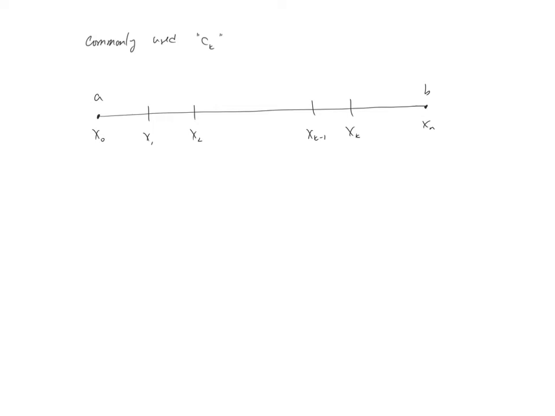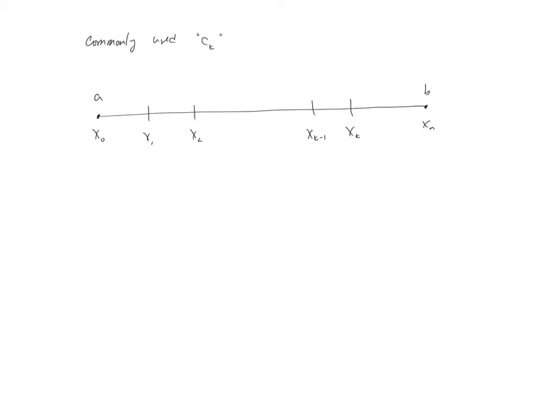Okay, so in this video we're going to talk about defining some of the commonly used c sub k values that I mentioned at the end of the last video. The picture I have drawn is essentially the x-axis, and you can see it's labeled very similarly to what I had in the last video. Now we're going to go a little further, in a little more detail, with our picture.